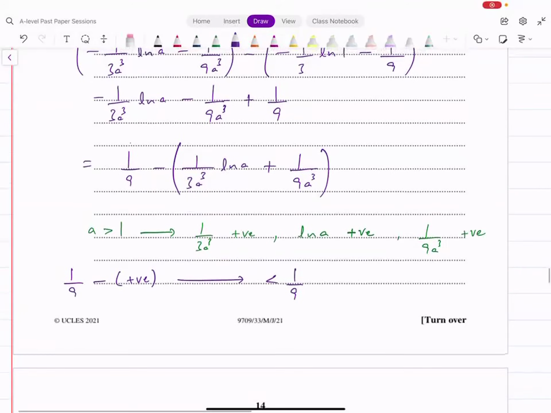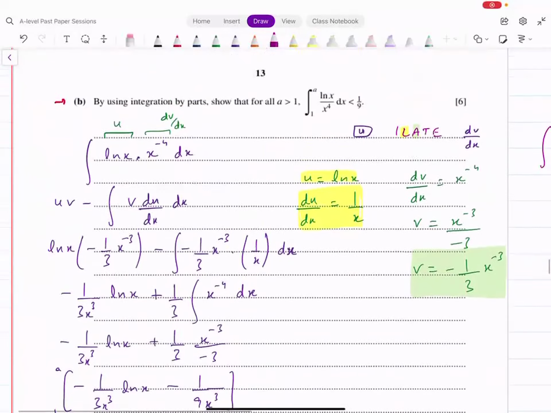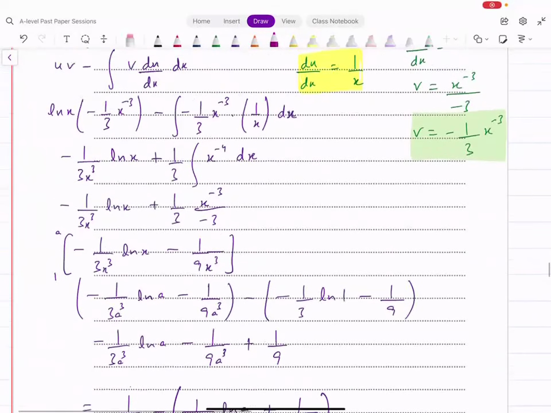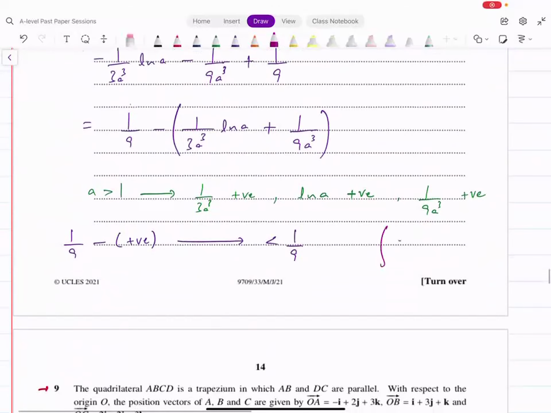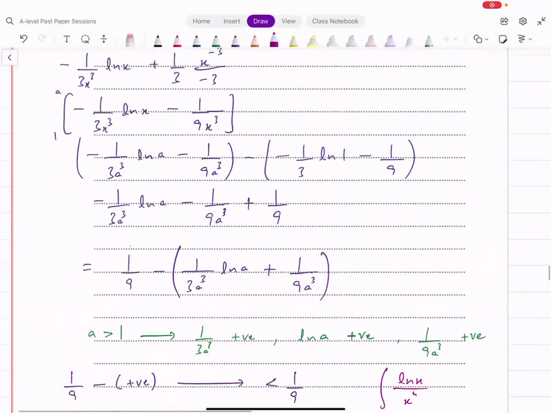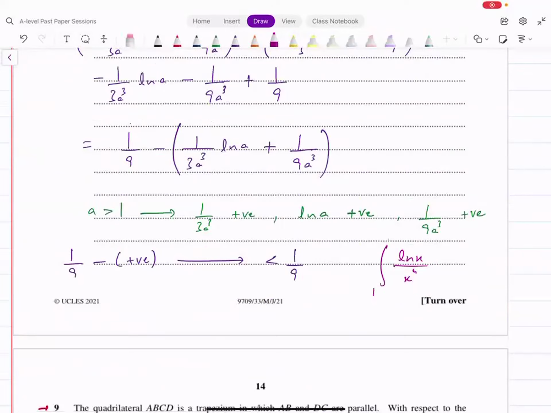कि 1 over 9 में से कोई पॉजिटिव नंबर हम माइनस कर रहे हैं. 1 over 9 में से कोई पॉजिटिव नंबर माइनस करेंगे तो रिजल्ट जो है वो 1 over 9 से छोटा आएगा. So that's why that given statement is justified. वो जो ऊपर हमारे पास रिजल्ट था, ln of x over x raised to power 4 with limits 1 to a, that should be less than 1 over 9 for this reason.